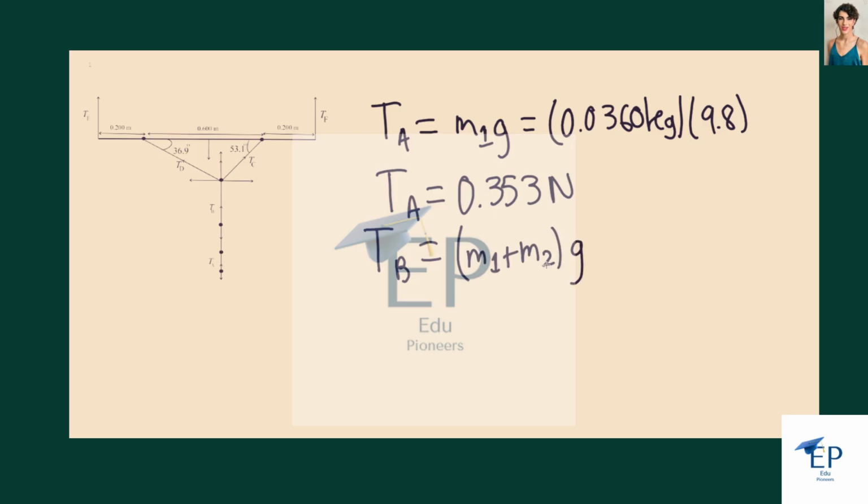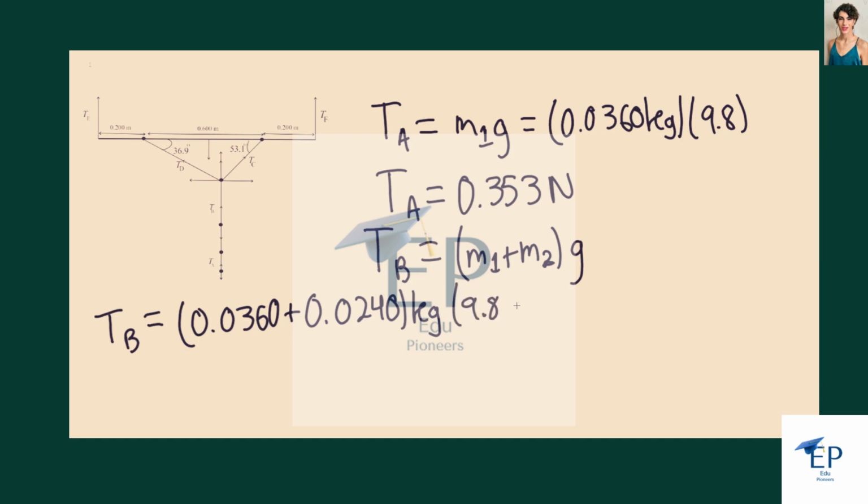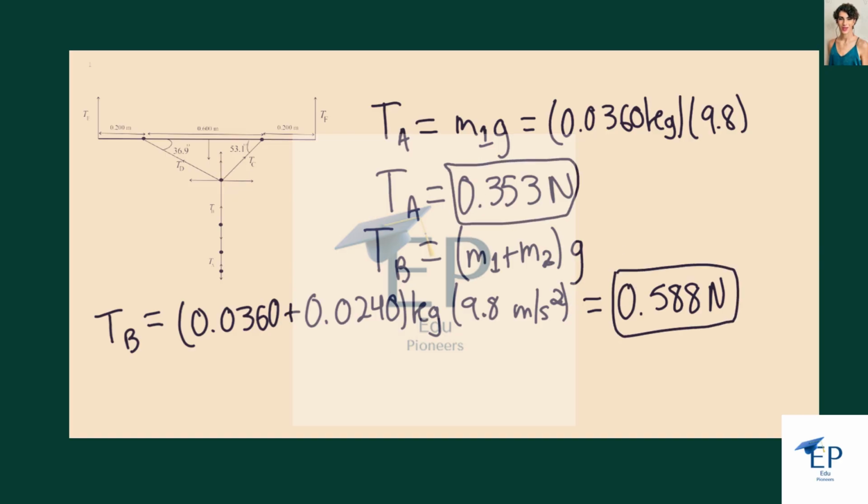Now the tension in B would be equal to both the masses, so m1 plus m2 times gravity. So again, just the weight. However, now there's two masses. So this would be tension sub B would be equal to 0.0360 plus 0.0240. This is kilograms, and times again 9.8 meters per second squared. We find that the tension force of tension sub B would be equal to 0.588 newtons. So this would be your B, this is your A.